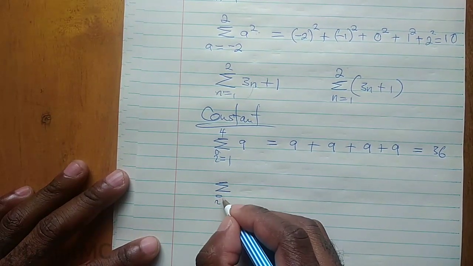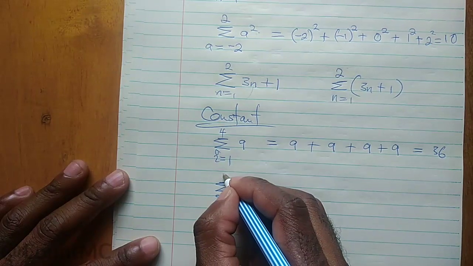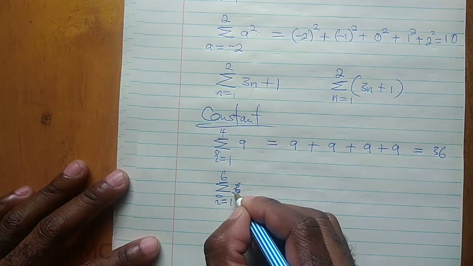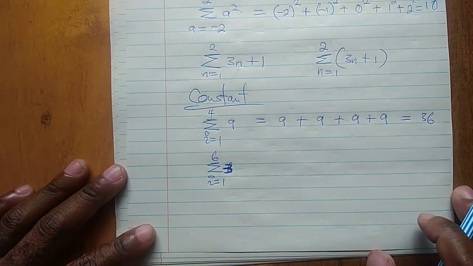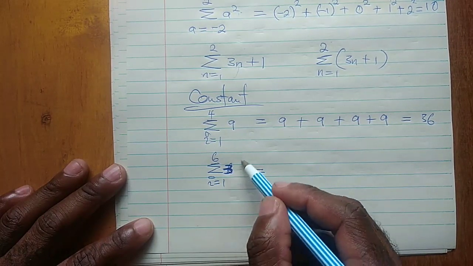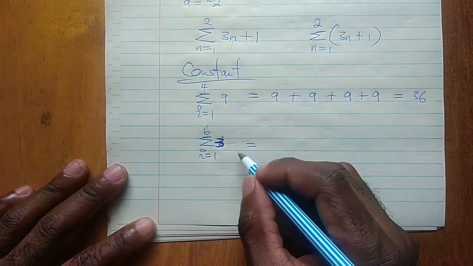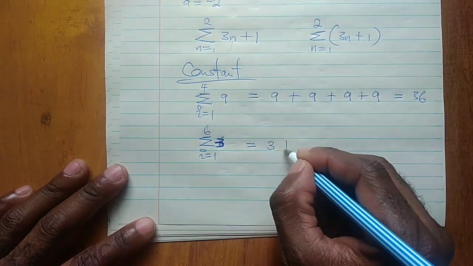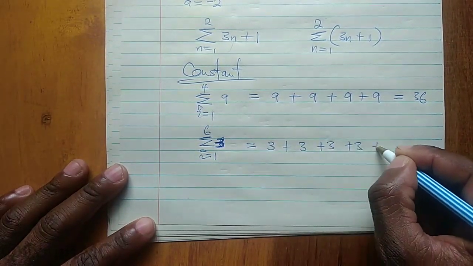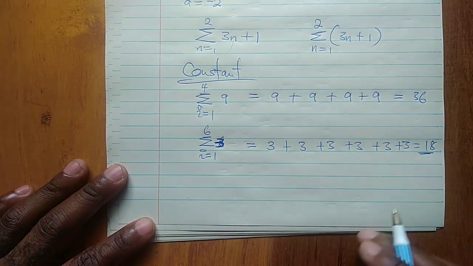Lastly, let's say another index goes from 1 up to 6. Let's say you're given 3. This is a constant. There is no variable where you're going to put anything. So this 3 should repeat itself 1, 2, 3, 4, 5, 6. 3 times 6, the answer is 18.